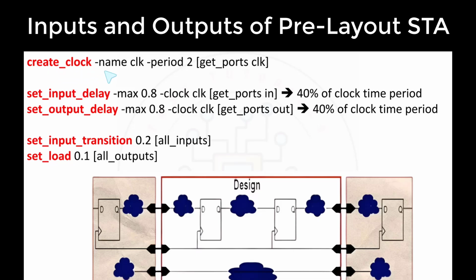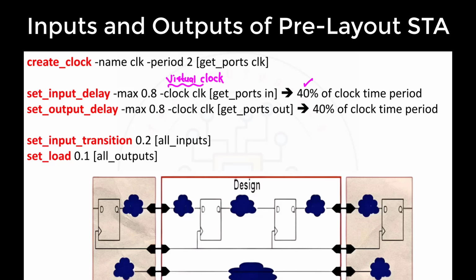So here create_clock -name clock -period 2 means 2 nanoseconds, and for which port we are applying, it is for the clock port. And similarly there will be one more SDC command called set_input_delay, that is, max input delay can be 0.8 and it should be with respect to the clock port input. So generally input delay and output delay we will be giving with respect to something called a virtual clock. So here this will be with respect to a virtual clock. First I will explain what is meant by virtual clock, then you can understand all these SDC commands in detail. So generally this input delay will be 40% of the clock time period.